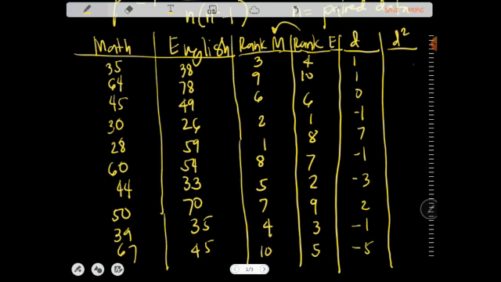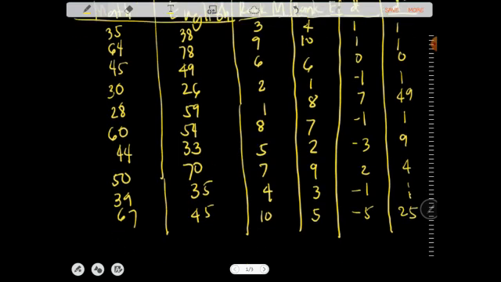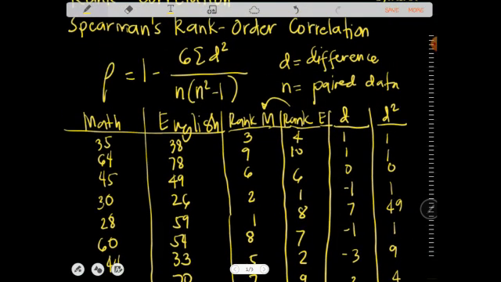Yan. So, i-squared natin itong mga value ng D. So, this is 1, 1, 0, 1, 49, 1, 9, 4, 1, and 25. Ayan. So, dito sa squared, lahat naman na yan positive kasi any number is squared, kahit negative yan, magiging positive siya, di ba? And then, you have to sum the D squared. So, summation of D squared is equals to 92. Okay?